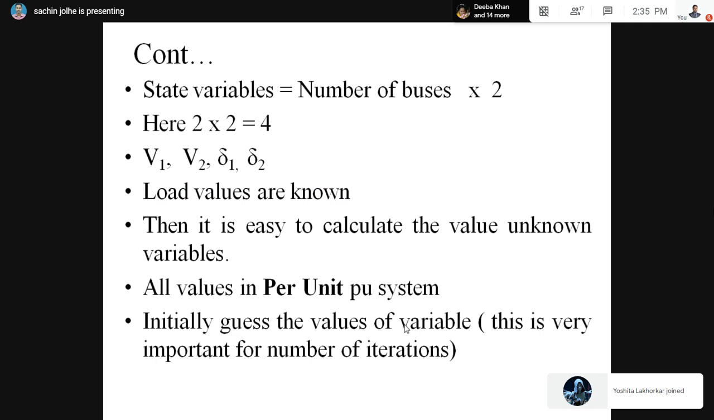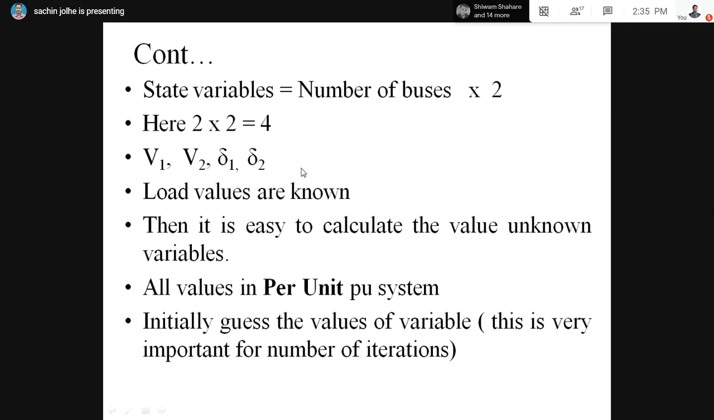okay, this is the explanation. The state variables we have to calculate, it is 4, as I have told you. So number of buses is 2 multiplied by 2, so it comes to 4. ये जो formula है, that is universal formula. State variables are number of buses multiplied by 2. So here 2 multiplied by 2, 4 will be there.